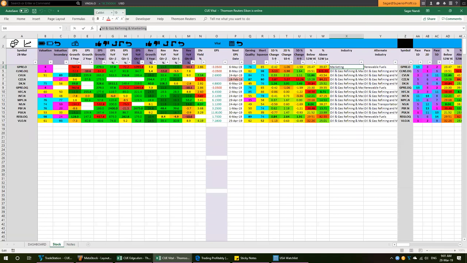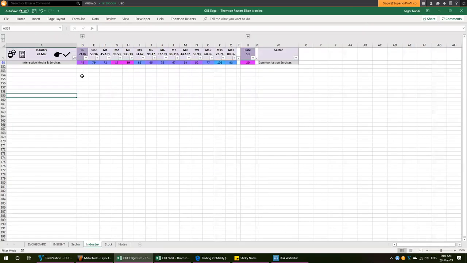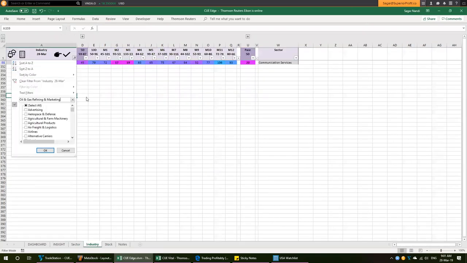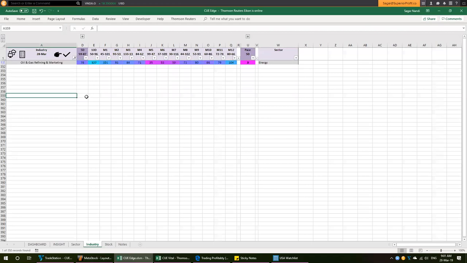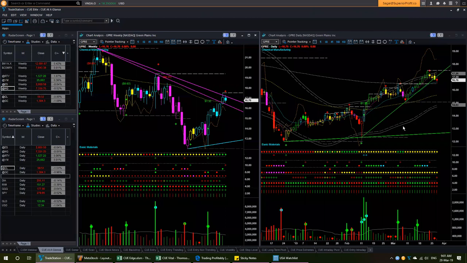One way to easily filter is copy the text from here, go to Edge, just paste it. It is showing weakness in base column, heavy deceleration. Therefore, it is okay to look for a shorting opportunity in the stock. That is the way we apply industry rotation analysis, fundamental analysis, peer analysis, as well as technical analysis to our trade setups. That is all the time we have for today.